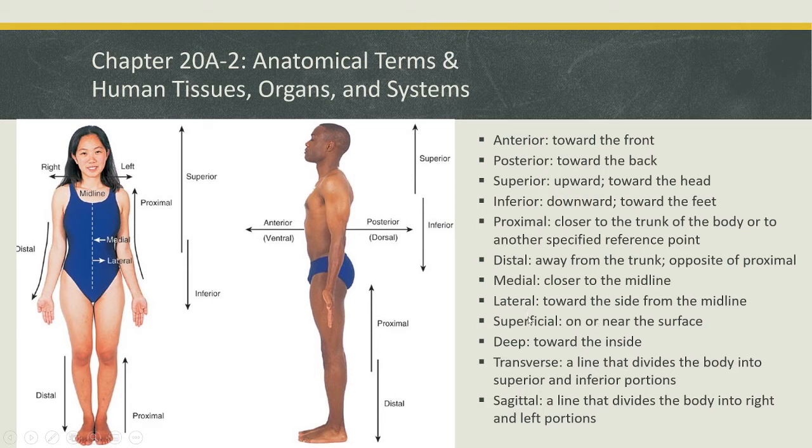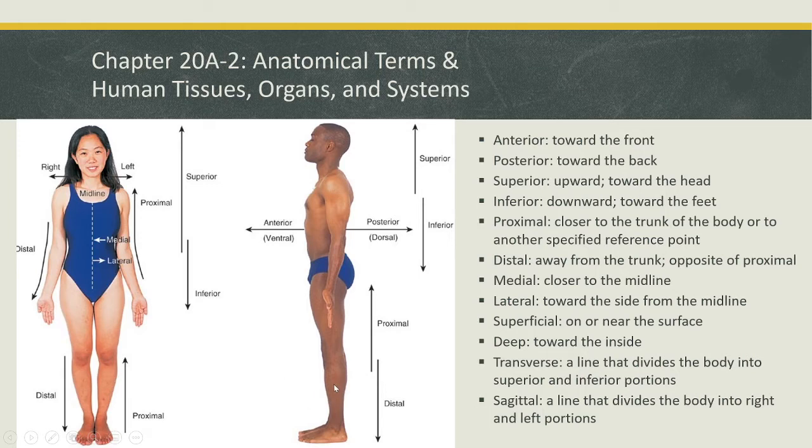And then superficial, on or near the surface, versus deep, toward the inside. And then transverse, this involves how you would section. If you said that this lies on the transverse plane, as opposed to it runs parallel to the sagittal plane. So transverse, a line that divides the body into superior and inferior portions. So like this line right here, these two lines, the anterior posterior lines here, that would be a transverse line. If we sliced right here, we would have a superior portion and an inferior portion.